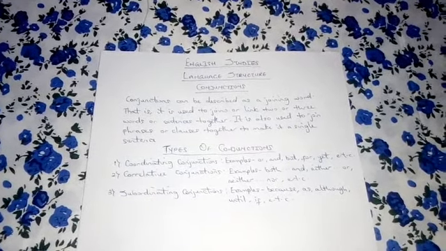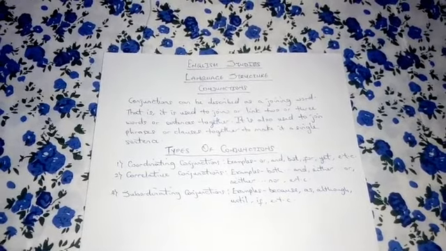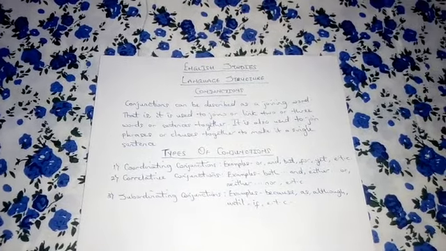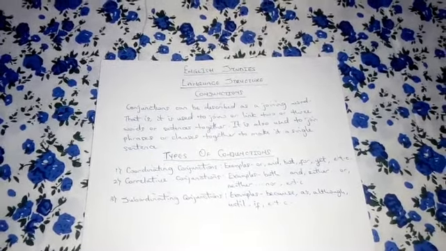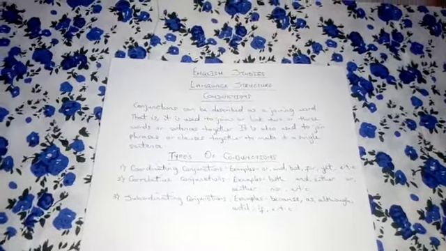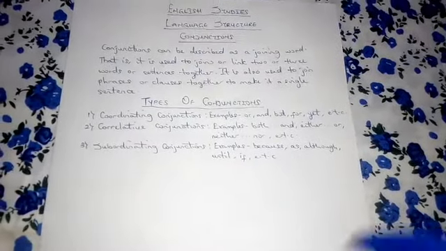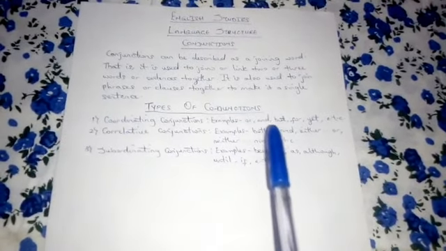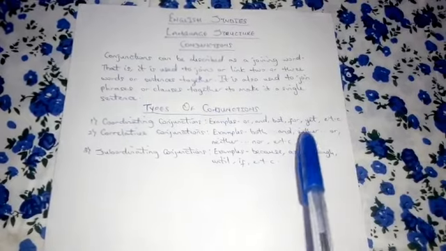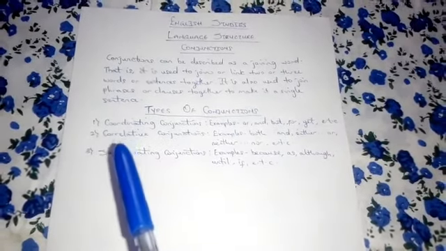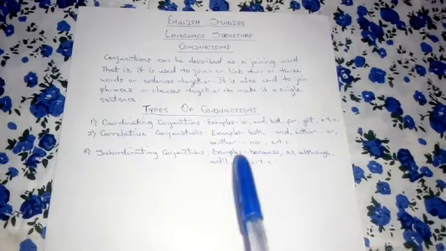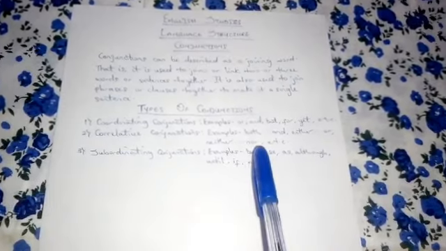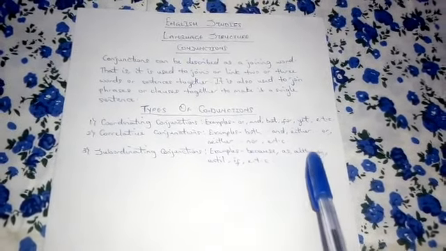Now, the difference between coordinating conjunctions and correlative conjunctions is that a coordinating conjunction is a single conjunction. If you look at the examples below, examples of coordinating conjunctions are or, and, but, for, yet. While examples of correlative conjunctions are both and, either or, neither nor, and so on and so forth.